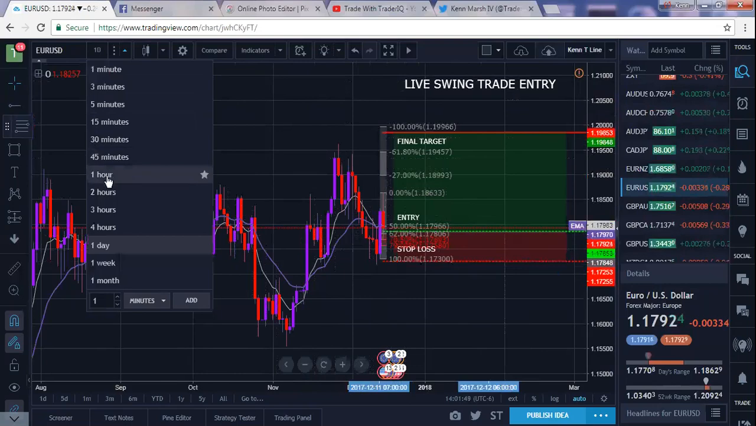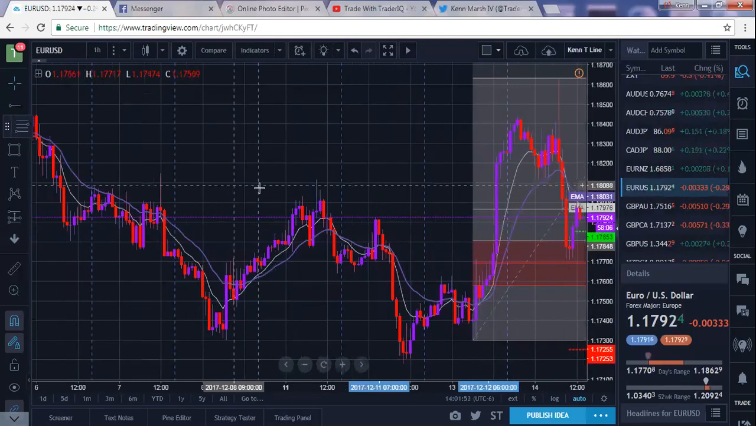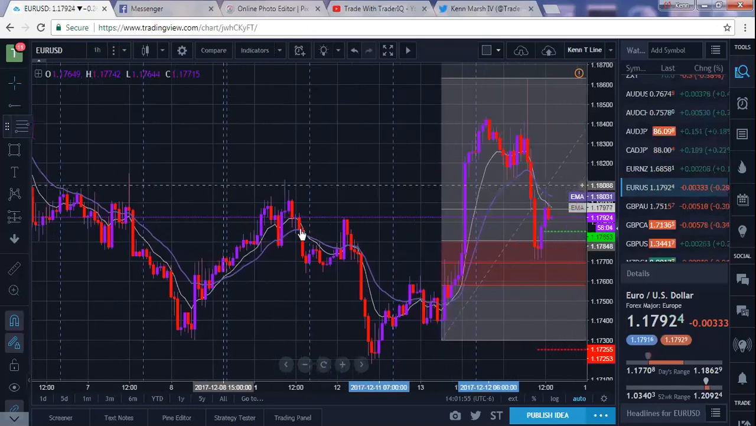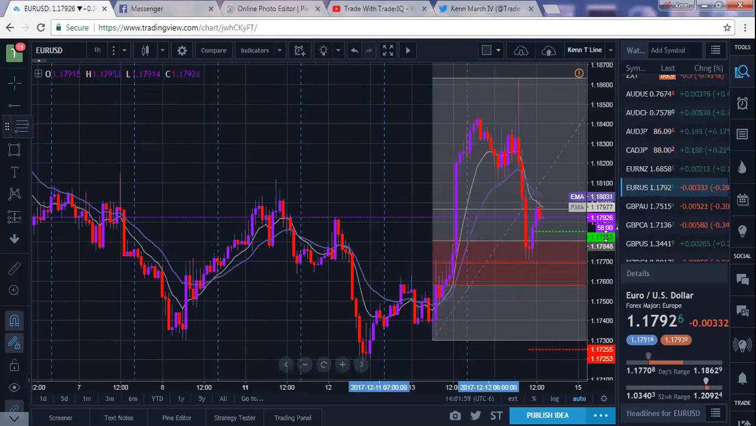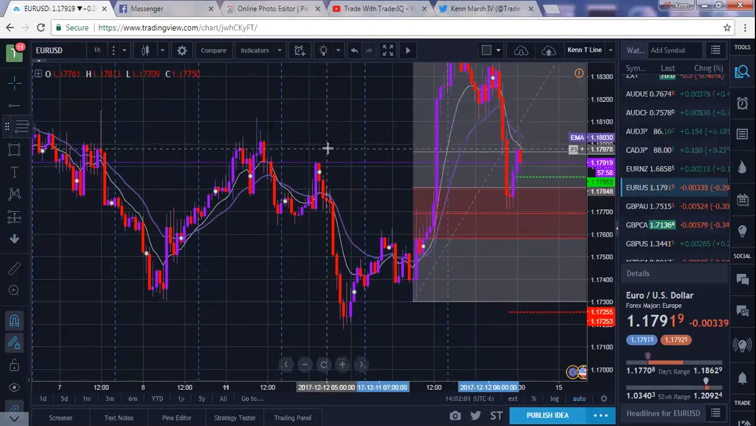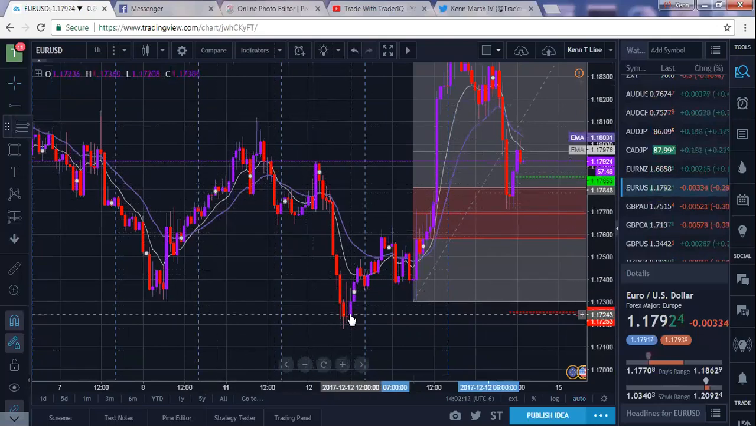Let me come down to the 1 hour time frame. Let me see. I want to show you guys one more trade here, and then I'll let you go. This was a setup for the high for Euro USD that happened also earlier in the week.